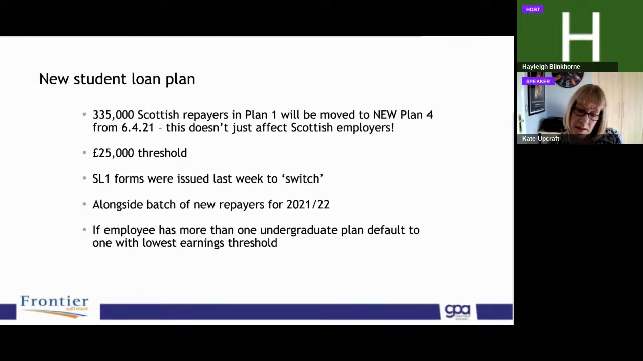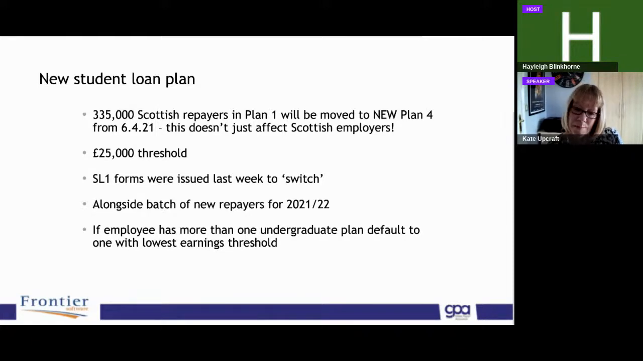So that means that the repayers need to be moved out of Plan 1 where they are now and into Plan 4, and that's already taken place in terms of what was issued last week, which were 335,000 instructions to switch people from Plan 1 to Plan 4, with a very generous threshold of 25,000, which means some of them will stop repaying their loans altogether.